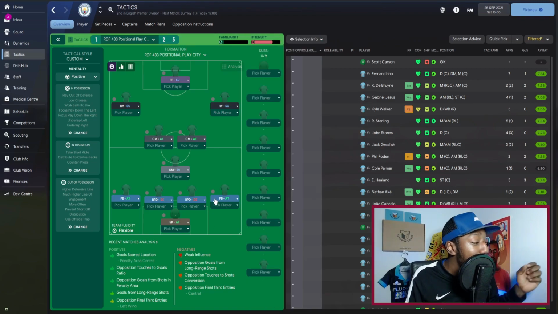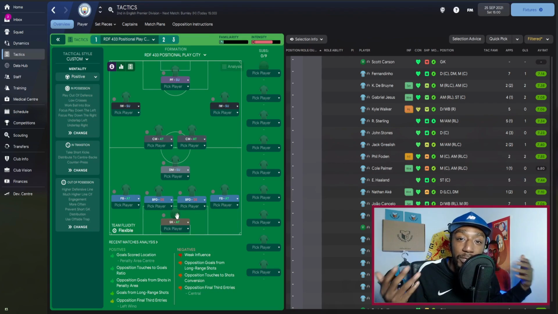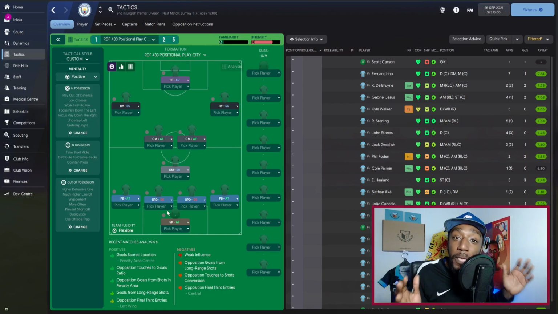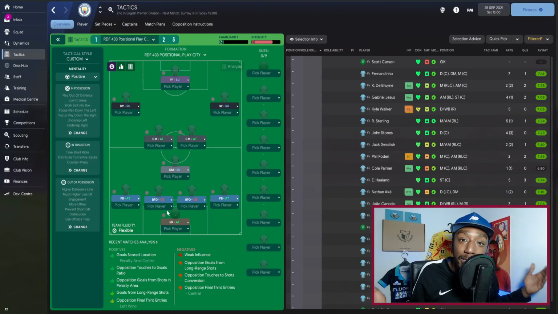Now we also want that first line of pressure, which is why we've got the sweeper keeper on attack. If the opposition chooses to press with 3, so marking out our holding midfielder and marking out our 2 centre backs, the goalkeeper then becomes that player in play, and that then makes a 4 versus 3 and overload, a numerical superiority against the opposition's first line of pressure.